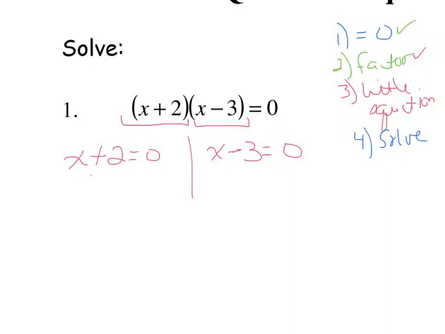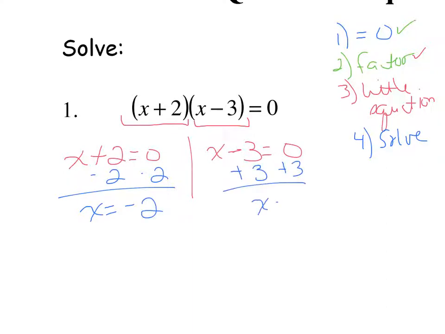So to solve this, subtract 2 from both sides. We get x = −2. To solve this, add 3 to both sides, and we get x = 3. So your solution set is x = −2, 3. It's a list.